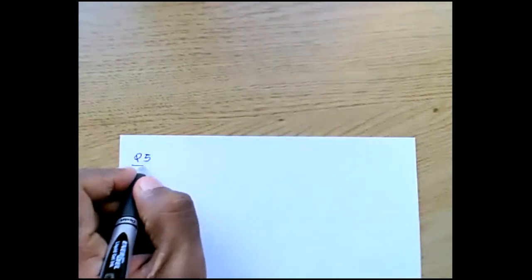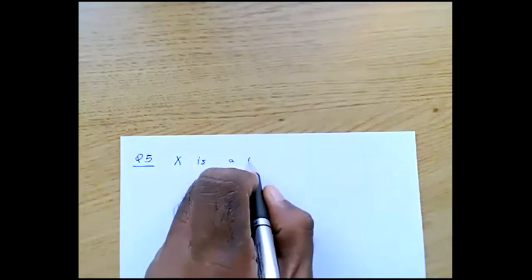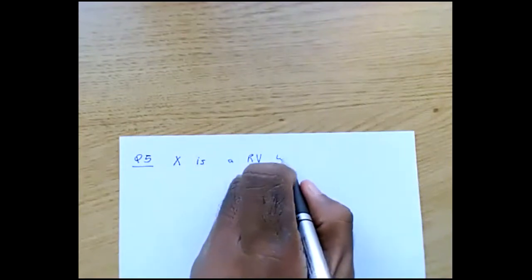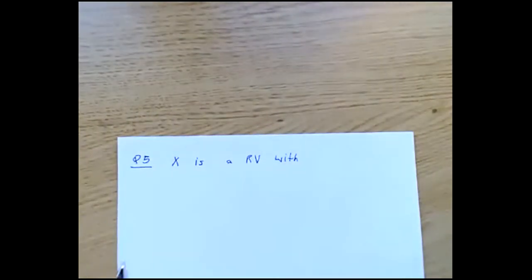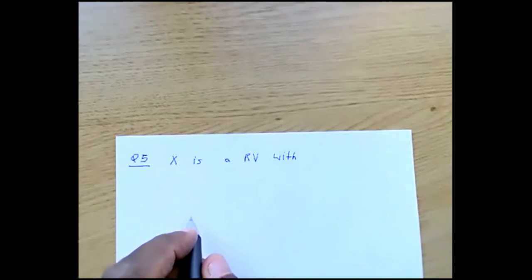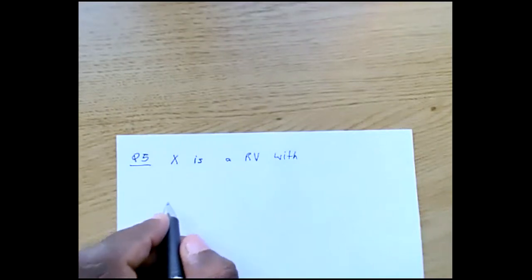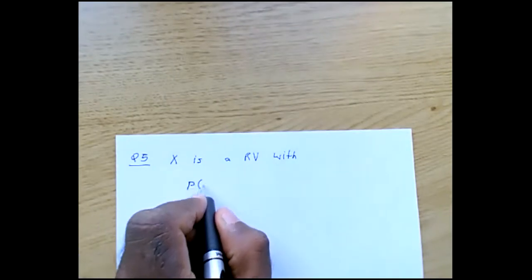So let's see how we can do question five. Okay. And let me know once again, are you able to see my writing clearly? If not, please let me know. Okay. Yes, you can write F(k) minus F(k-1) is equal to the probability that X is equal to k. You're right. Yes, you can. The answer is yes.